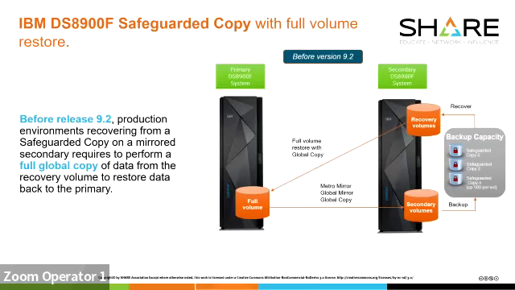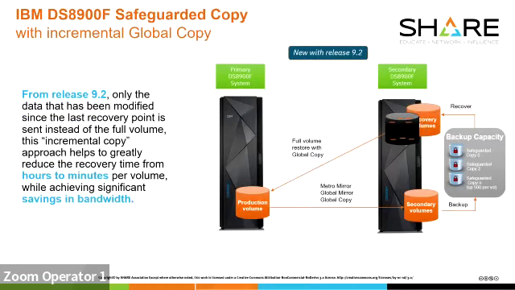If you need to recover from one of these recovery points, in the past what you would have to do is restore back to the recovery volume, and then you would do a Global Copy, and that would be a full volume copy. That would be quite a bit of data being pushed. With 9.2, when you do select a recovery point, we will only recover just the change tracks that we have in the backup.